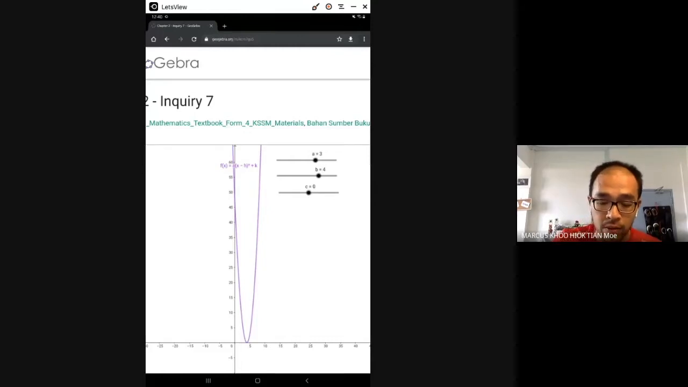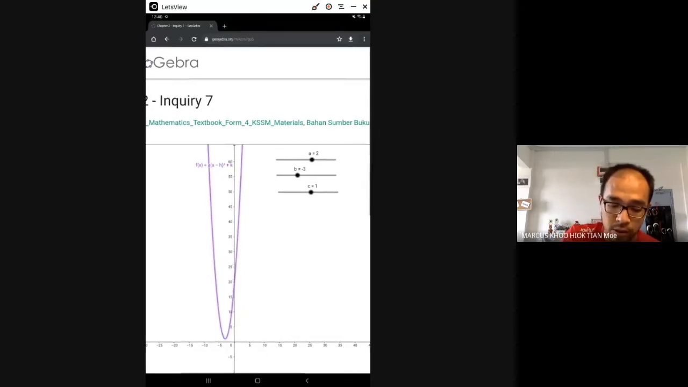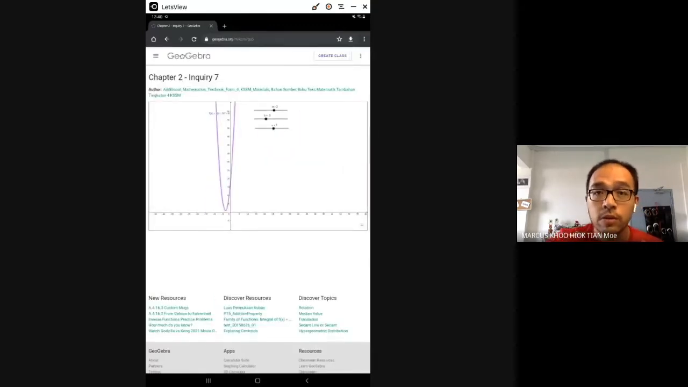But now I have to, hold on, let me refresh this page first. Tidak nampak lah kan kalau begini. Kenapa saya tidak boleh zoom keluar? Oh, okay. So you find that, now let's say I pindah my graph downwards.